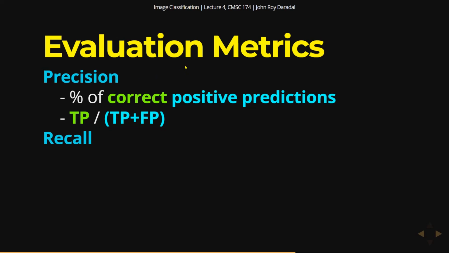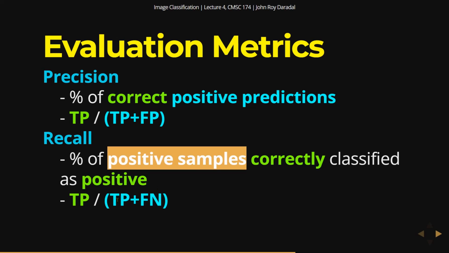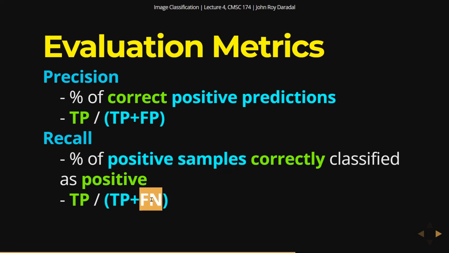So that is precision. And for recall, it's the percentage of positive samples that were correctly classified as positive. So how do you compute recall? It's true positive divided by true positive plus false negative. You're interested in the actual positive samples, so that would be the true positives and the false negatives. A false negative is supposed to be positive, but you predicted negative, so you were wrong in that case. It is still a positive sample. So out of those positive samples, how many did you classify correctly? That is precision and recall.